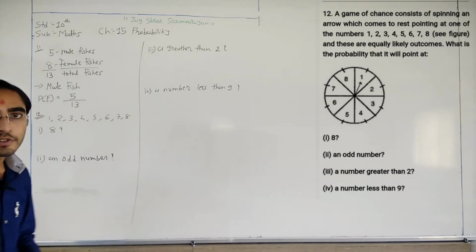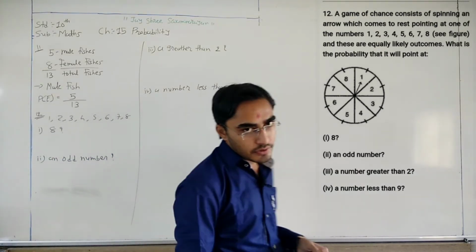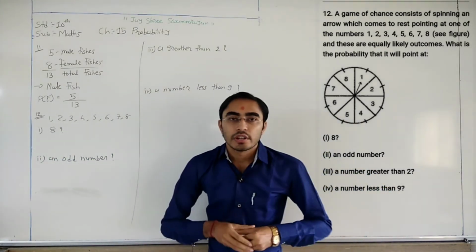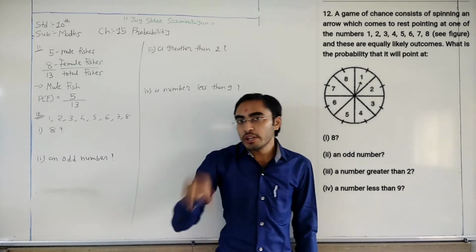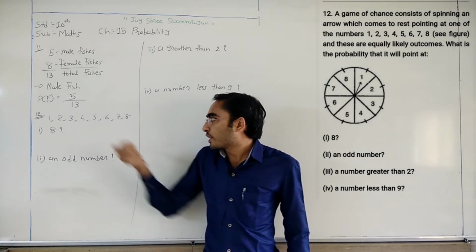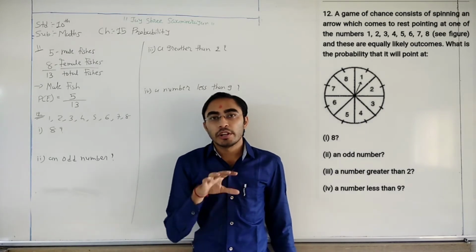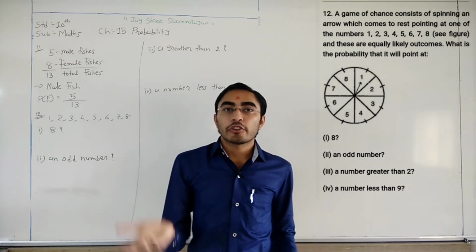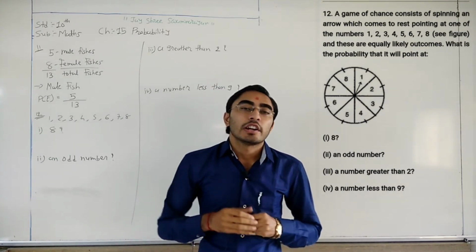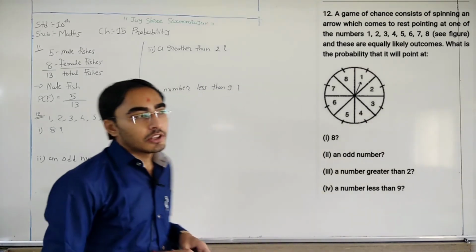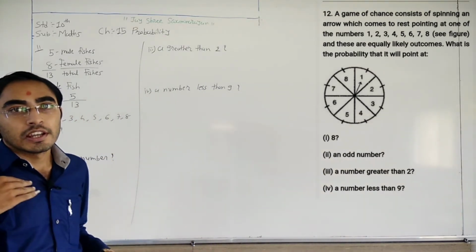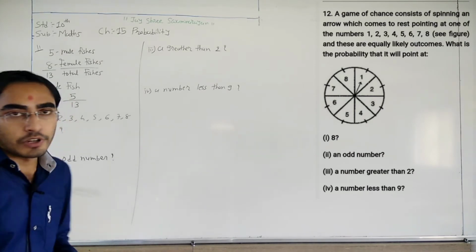Now, the first question, the probability for 8. That means if we spin the wheel, 8 will come, that we need to find. What is the probability that if we spin the wheel, then 8 comes on the spin, right? That means the arrow rests on the number 8. What is the probability of that?